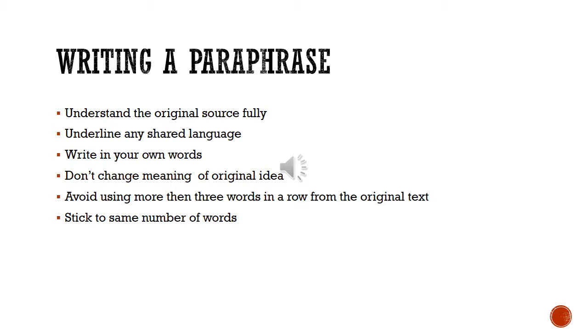Then turn the original source over and without looking try to rewrite the information using your own words. So when you're doing that, do not use more than 3 words, remember that, in a row from the original, as this will be regarded as plagiarism. And do not change the meaning of the words or the meaning of the sentence when you're adding your own thought. And when you finish writing, check your paraphrase against the original source.